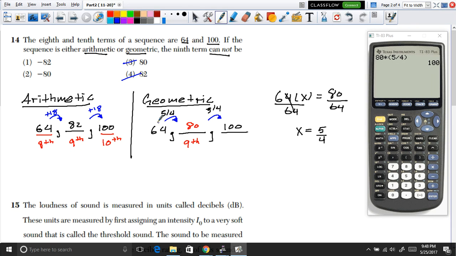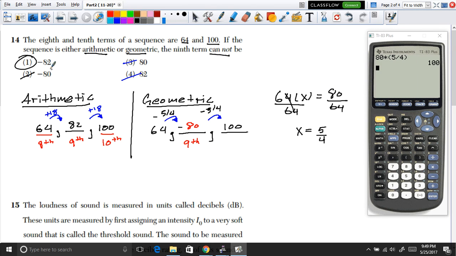But also notice that what if we would have multiplied by negative 5/4? Then this would be negative 80 multiplied by negative 5/4 again. So that's 100. So that means that negative 80 can be our 9th term as well. So we can cancel this out. So we can see that the only option that is left is option 1.